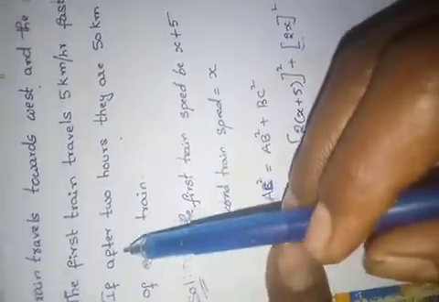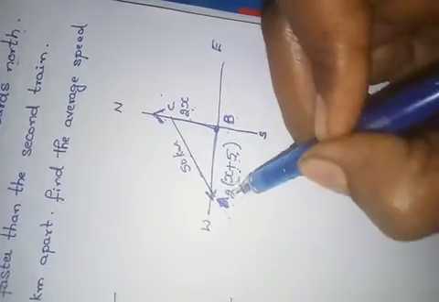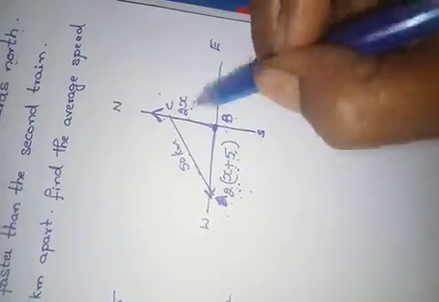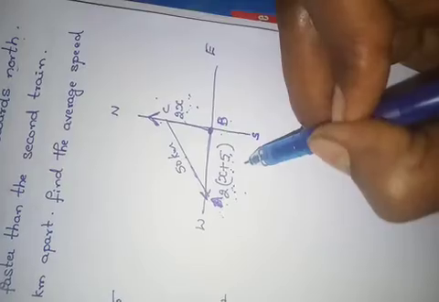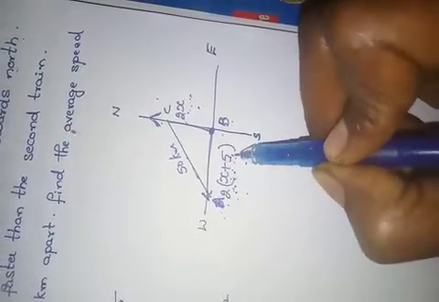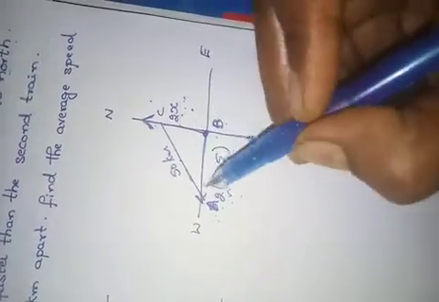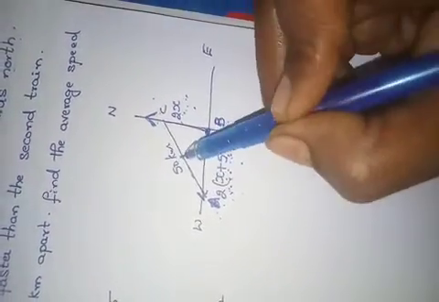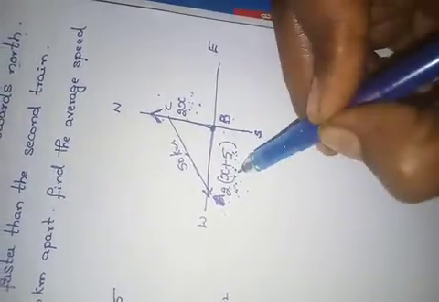in the question they said if after 2 hours they are 50 kilometers apart. After 2 hours they are 50 kilometers apart. So I am multiplying both with 2. I am taking the second train speed as x and the first train speed is 5 kilometers more than the second train, so it becomes x plus 5. But they said after 2 hours the distance between the trains is 50 kilometers, so I am multiplying both with 2.